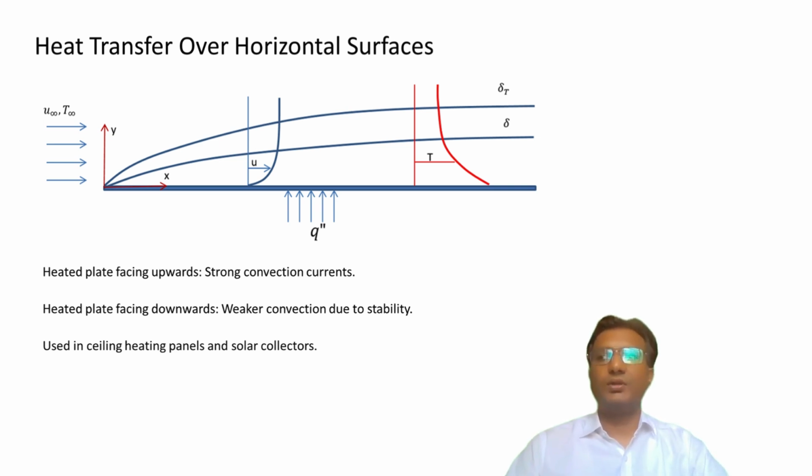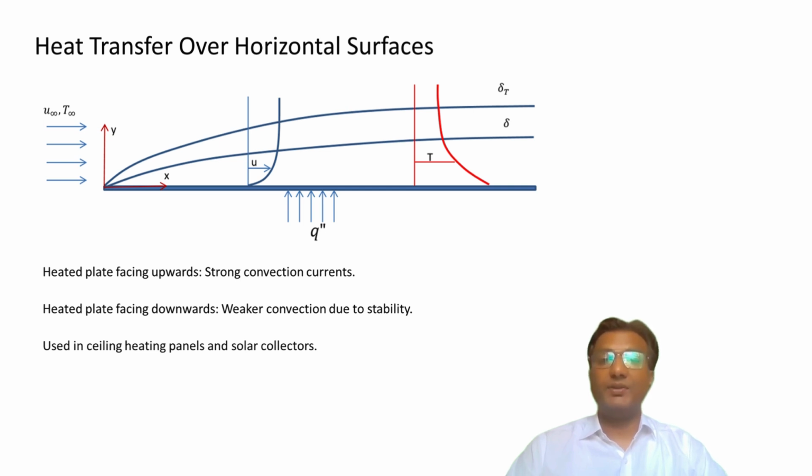Natural convection over horizontal surfaces varies depending on the surface orientation. For a heated plate facing upwards, like a hot ceiling panel, strong convection currents form as warm fluid rises freely, creating a vigorous circulation and efficient heat transfer. For a heated plate facing downwards, such as a floor heater.